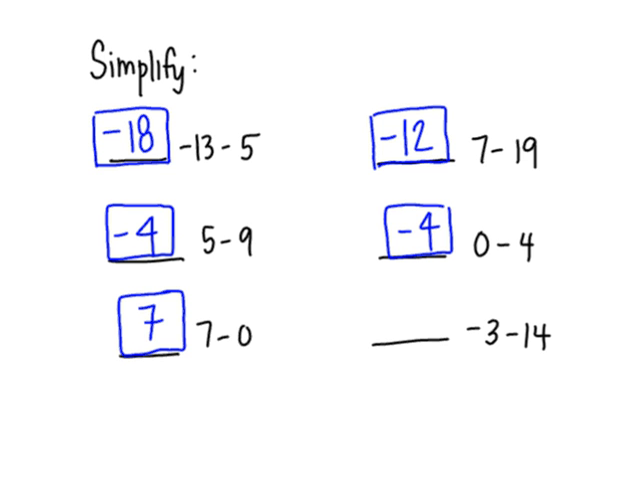Negative 3 minus 14, they have the same sign, so we add, we get 17. Remember, we add and keep the sign, so we get negative 17. That's our first slide.